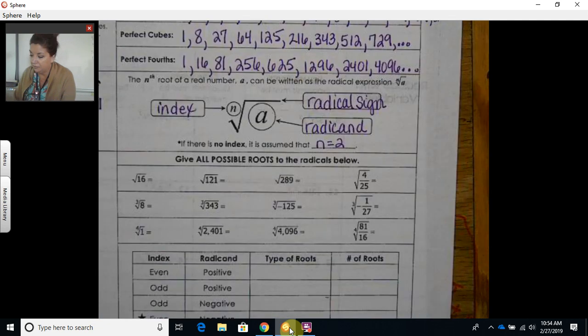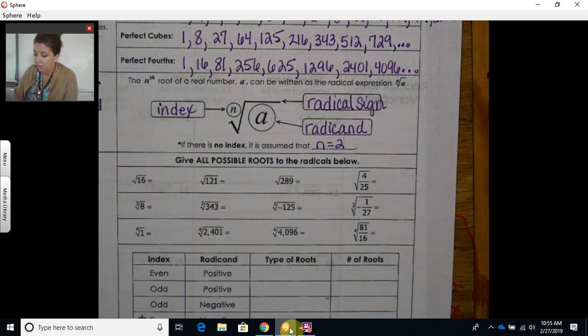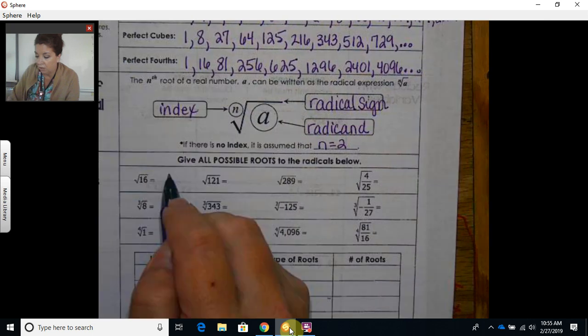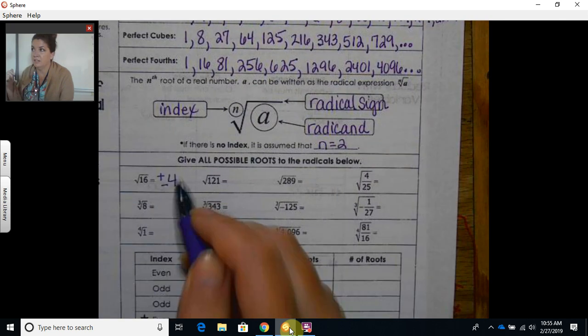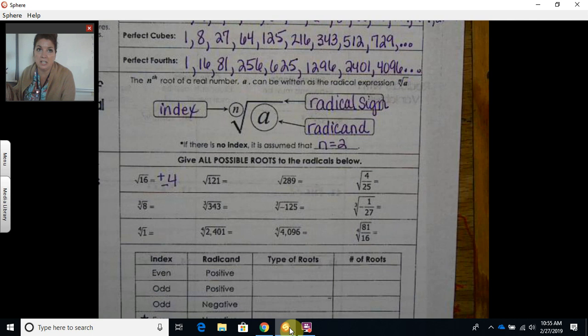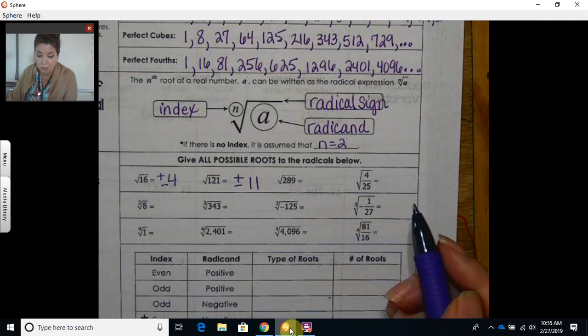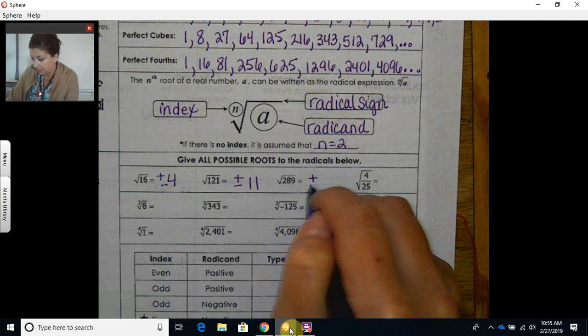Next section says, give all possible roots to the radicals below. Number of roots. Okay, square root of 16 is what? It's positive 4, but it's also negative 4, right? Because 4 times 4 is 16, but also negative 4 times negative 4 is also positive 16. What's the square root of 121? Positive and negative 11. What's the square root of 289? Positive negative 17.